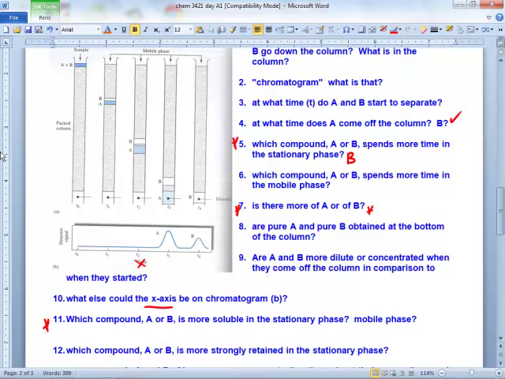So the compound that's the most soluble in the stationary phase is going to come out last, because he loves the stationary phase. Like dissolves like, right? How about which compound, A or B, is more soluble in the mobile phase? Adrian, what would you say for that?